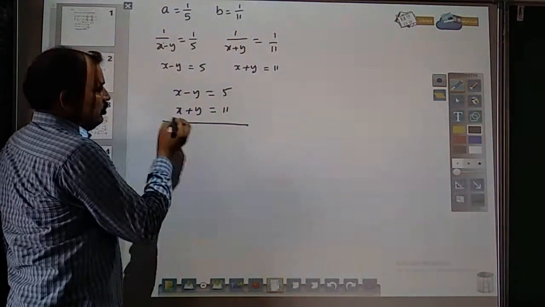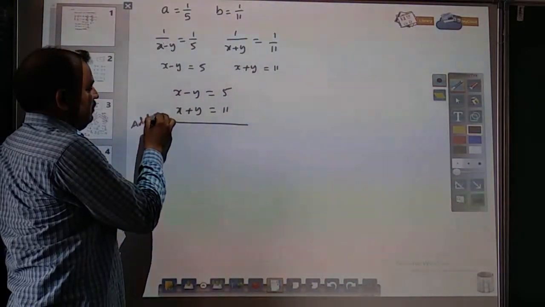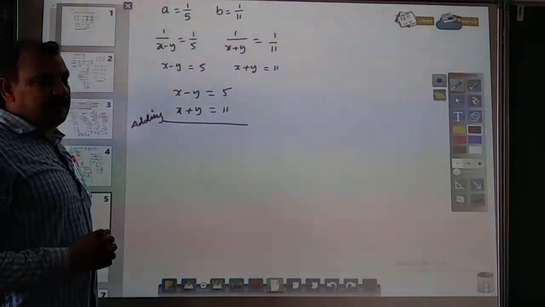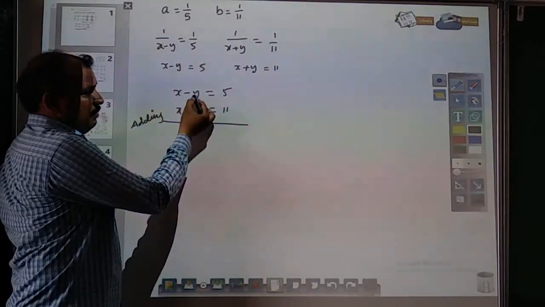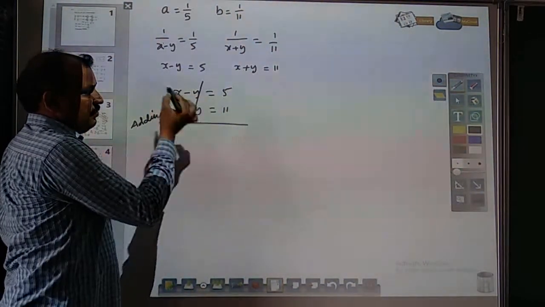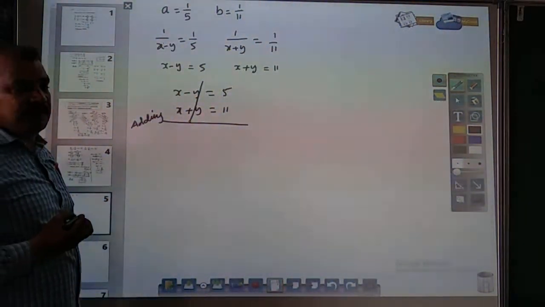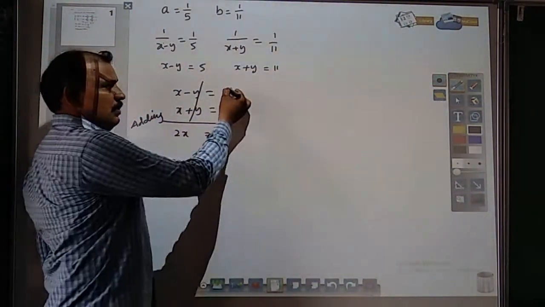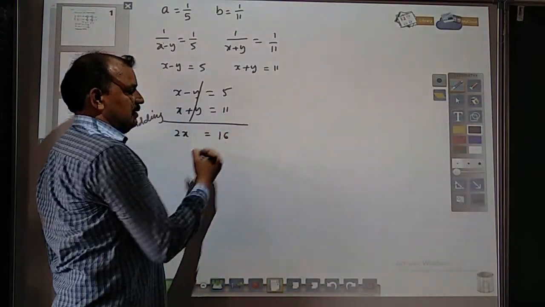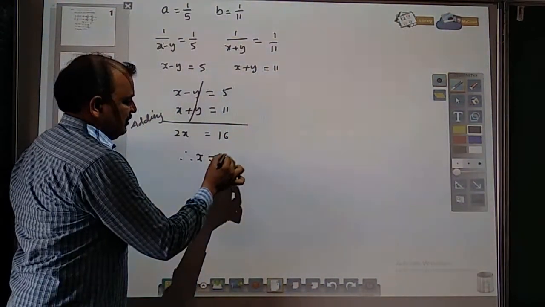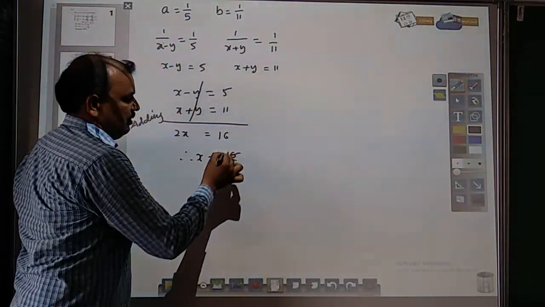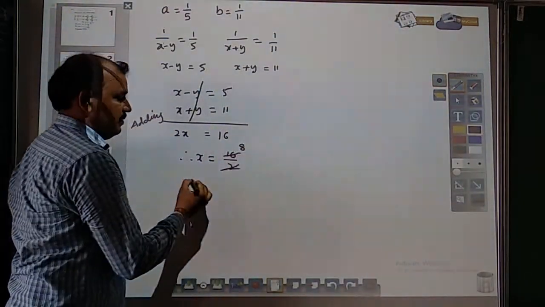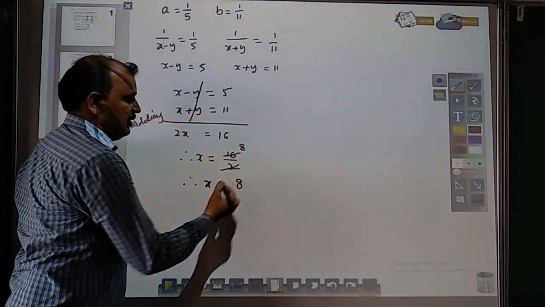So adding these two equations, you will get x comma y. Here minus y and plus y having the opposite sign, so minus y and plus y cancel. Remaining x plus x is equal to 2x, that is equal to 5 plus 11, 16. Therefore x is equal to 16 by 2. 2 table in 16, 8 times. Therefore x is equal to 8.